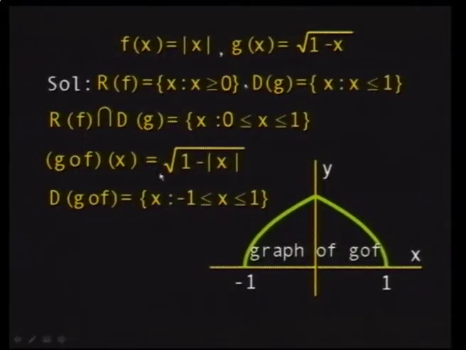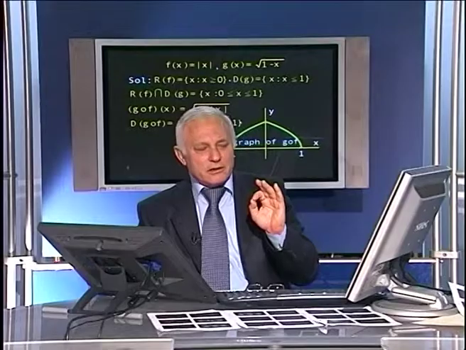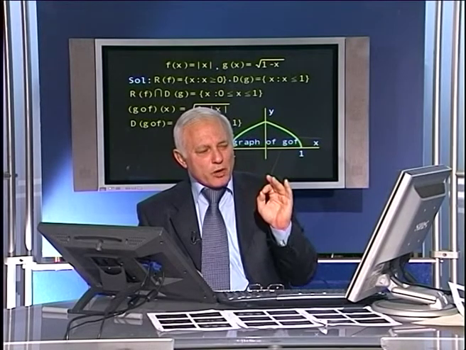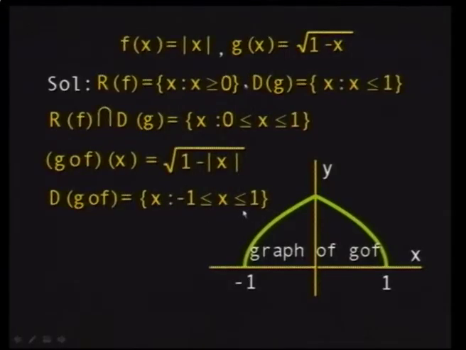G circular F, you get the square root of 1 minus modulus x. What is the domain of this function? The domain of this function is x such that 1 minus modulus x must be greater than or equal to 0. In other words, x runs between -1 and 1. And once you do this, it's not enough. You didn't end the problem. You have to go back and intersect this with the inner function, which is f.